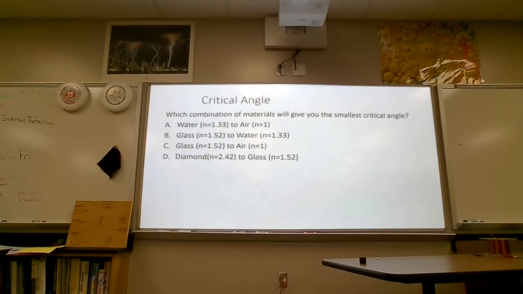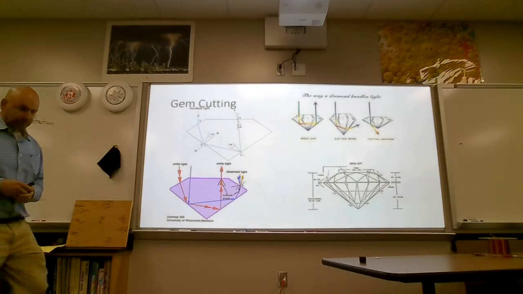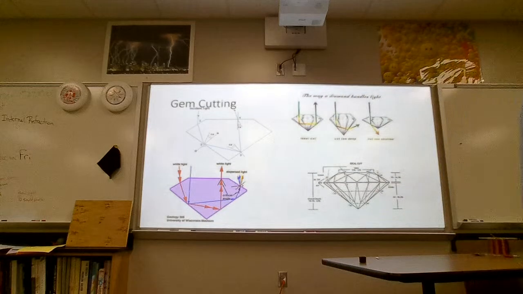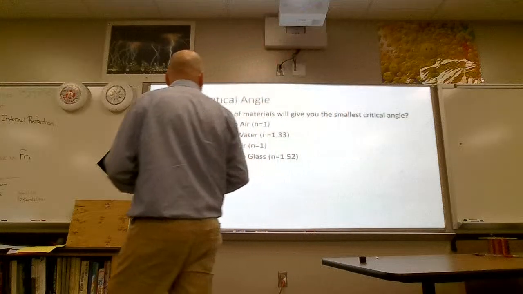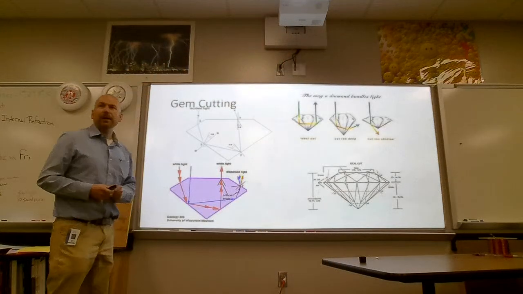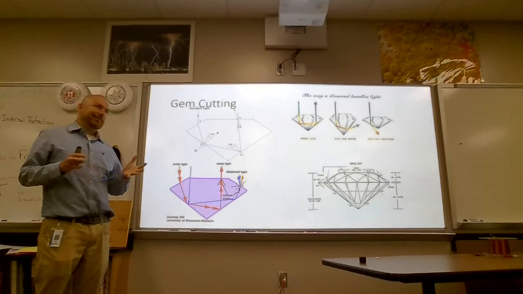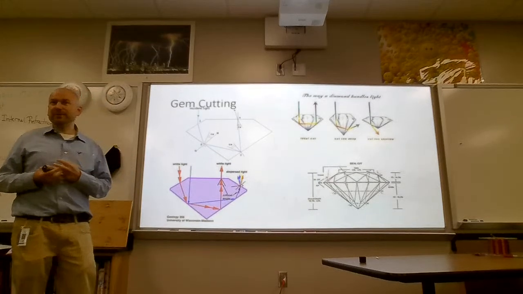So, one application of this is why diamonds are so cool looking. Diamond has a really high index of refraction, 2.42. When we compare that to air, the critical angle is, I'm making this up, I think 25 degrees or something.